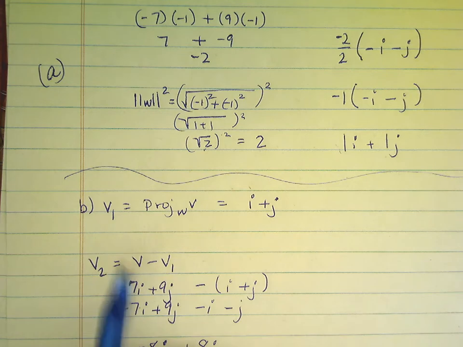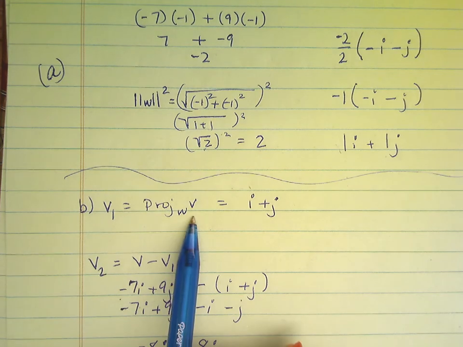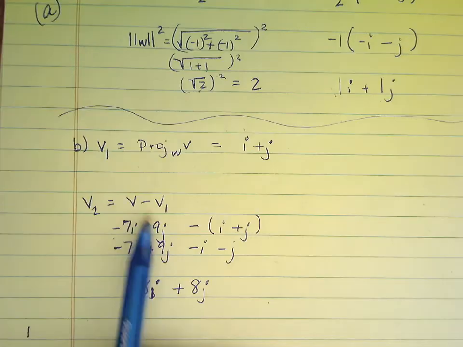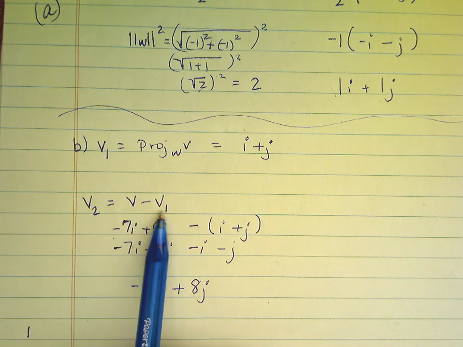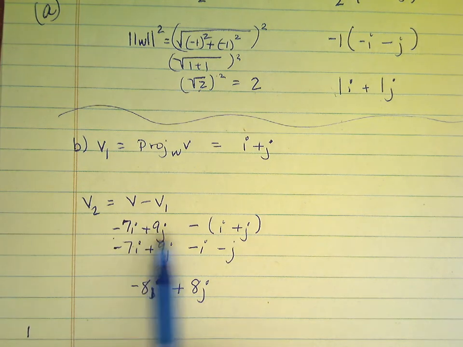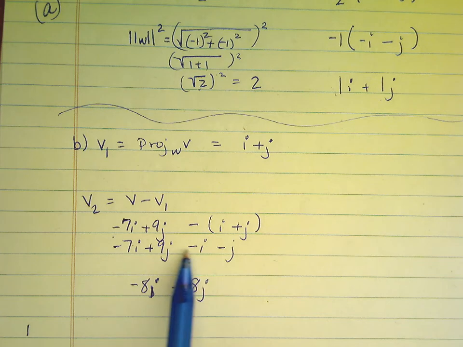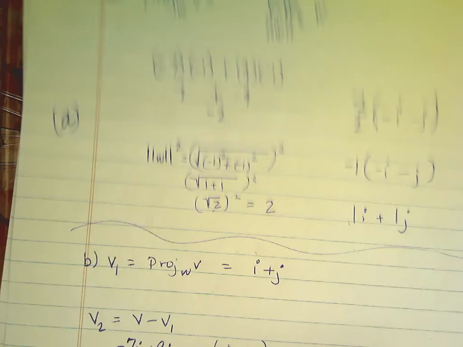Then it asks you to find V1, which is the projection. And then V2 is when you subtract V minus V1. So I went back and got V, and then I have my V1, and I subtract those. There's 17.